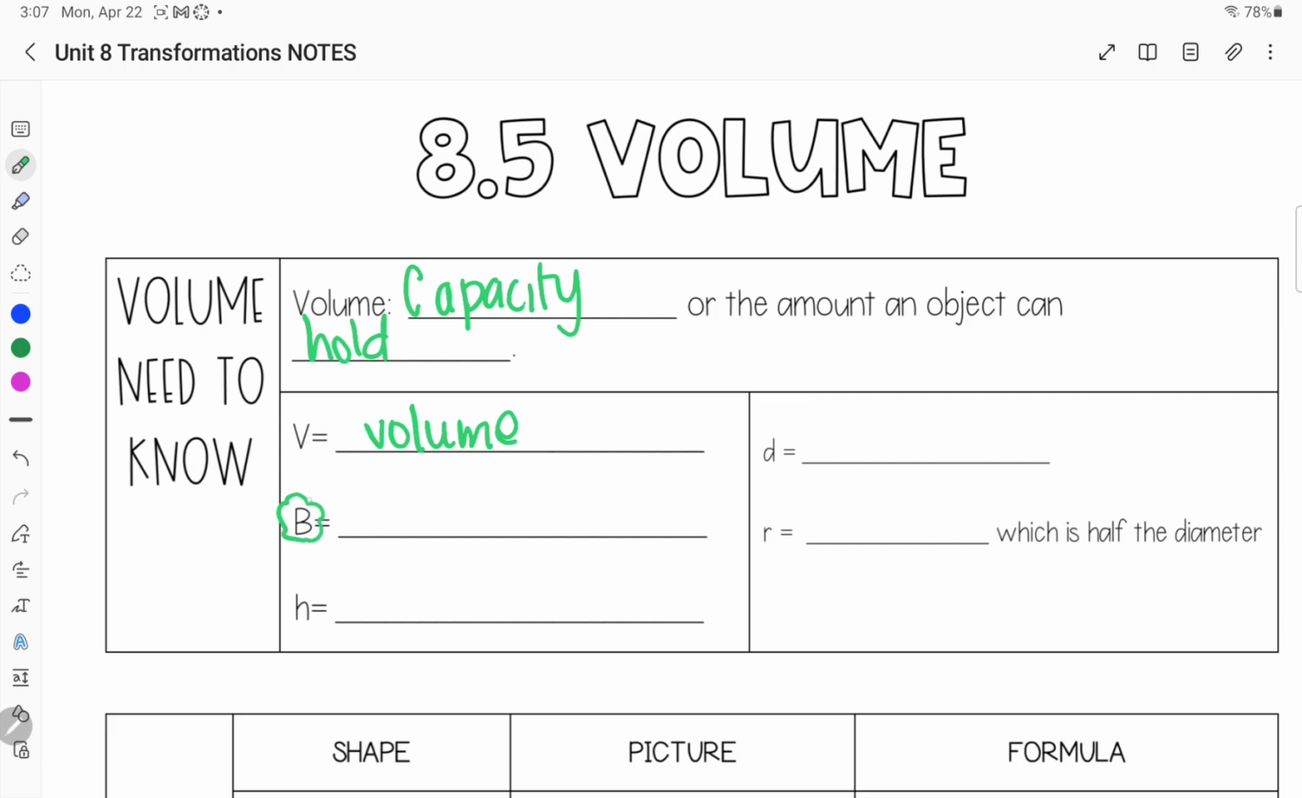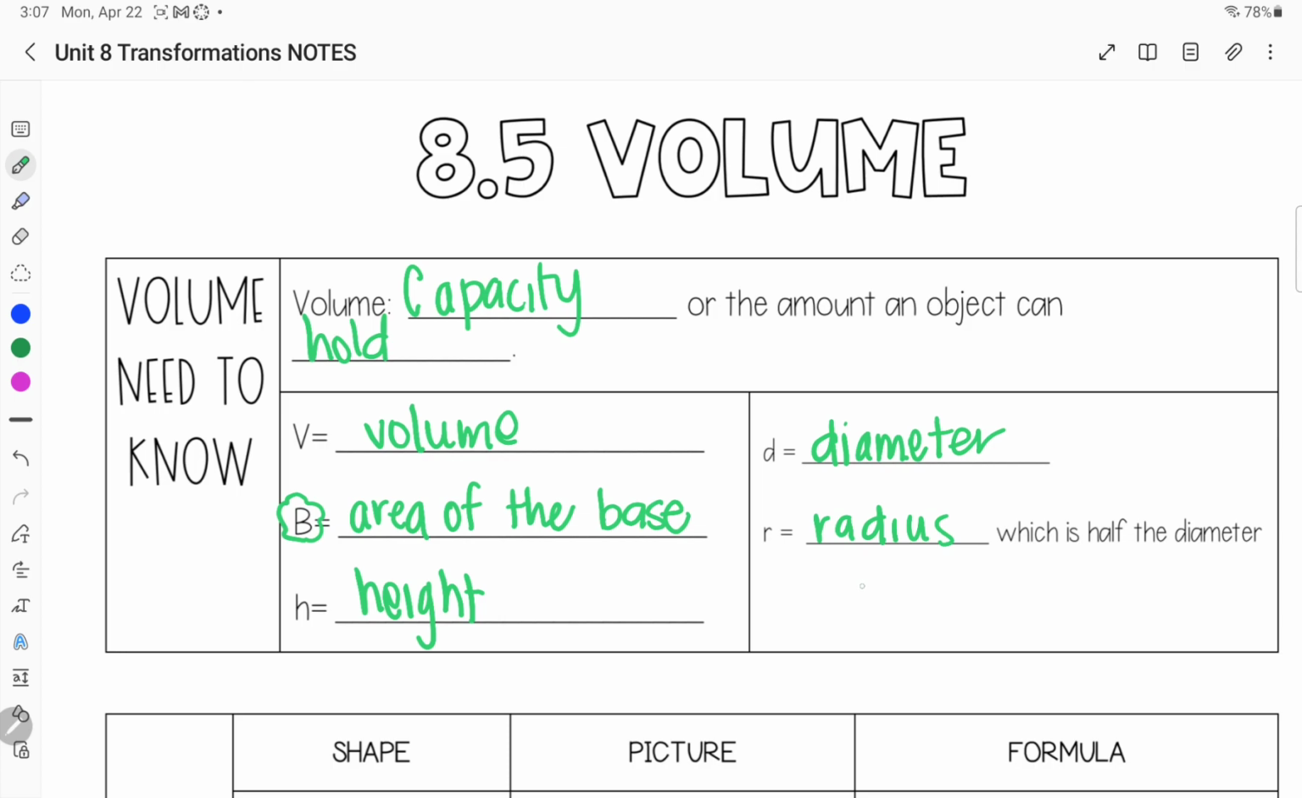You'll notice that this is a capital B. That means that they've already found the area of the base. In other words, they've already found the area of the circle, because everything we're going to be working with today has circles in it. H would be the height of our shape. D is diameter, and R is radius.